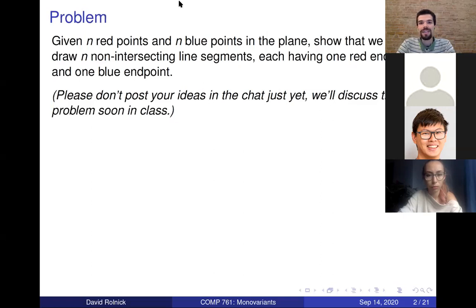So I said that today's class was going to be on different proof techniques, invariants, monovariants, and inequalities. And I'm actually going to move inequalities to next class, where we're also going to talk about polynomials and algebra. This class is just going to be about invariants and monovariants.